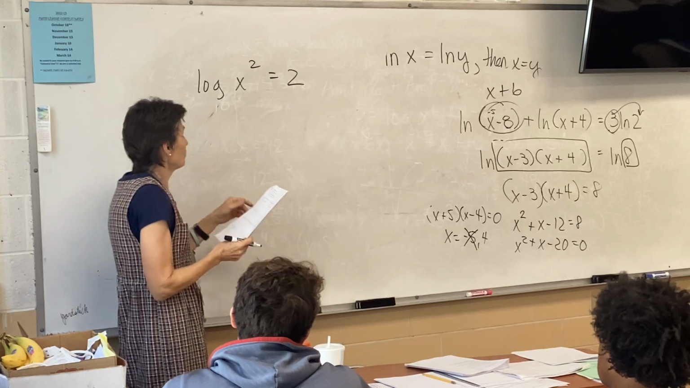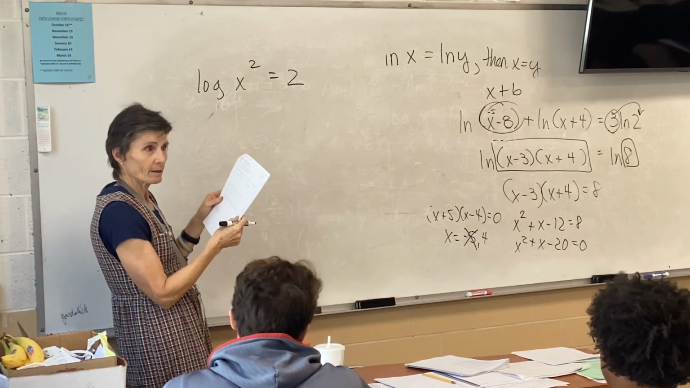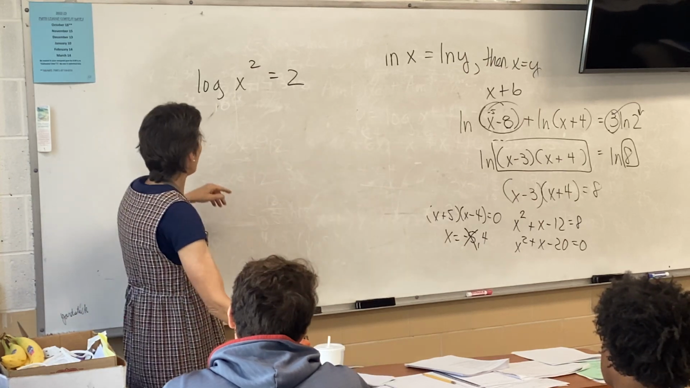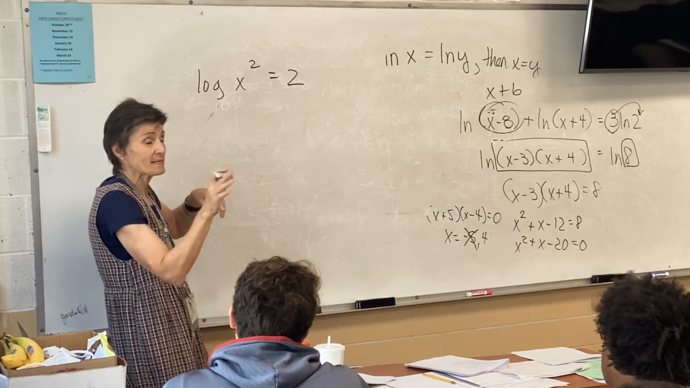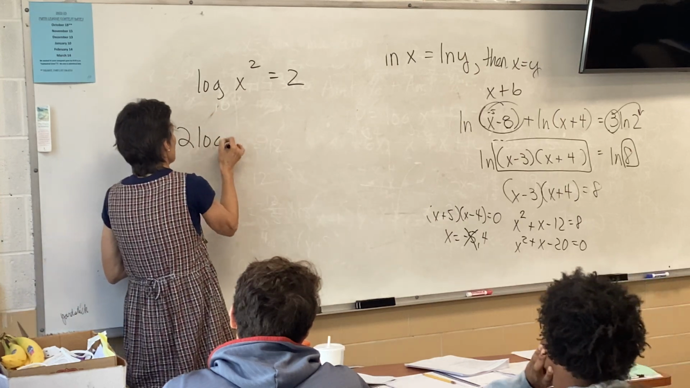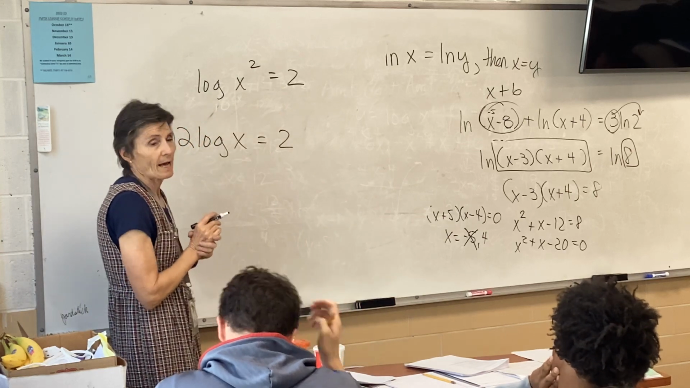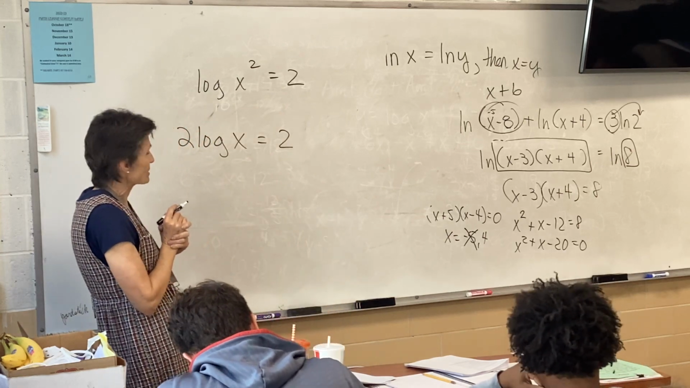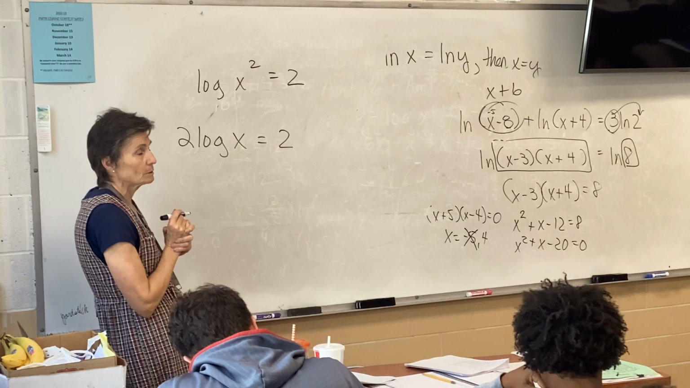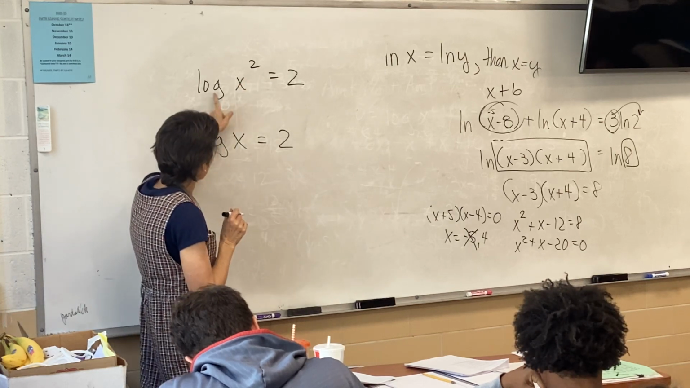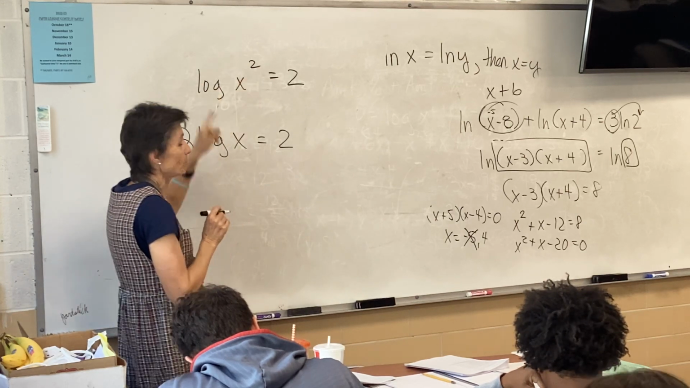Ooh, I wrote caution there. Somebody said make it 2 log x. Can we do that? We absolutely can do that. We can write that as 2 log x equals 2, because when you take the logarithm of something to a power, you can pull the power off.